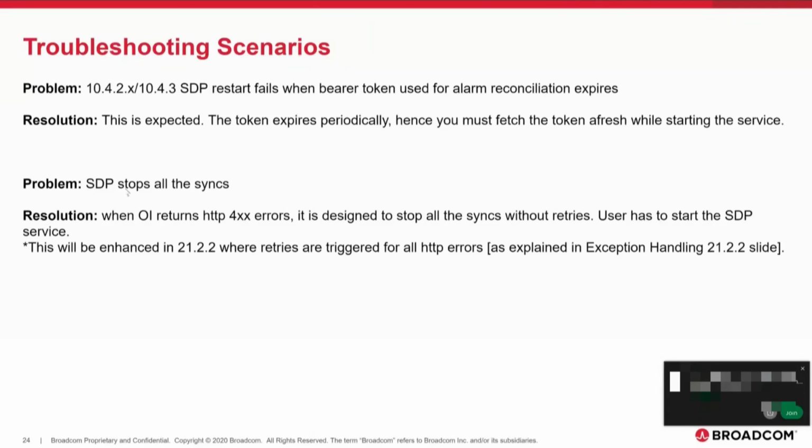The next one is that SDP stops everything. I discussed this during the exception handling case: when OI returns HTTP 4xx errors, it is currently designed to stop everything without retry, so the user has to start the SDP. This is getting enhanced in the next release, which is due this month.